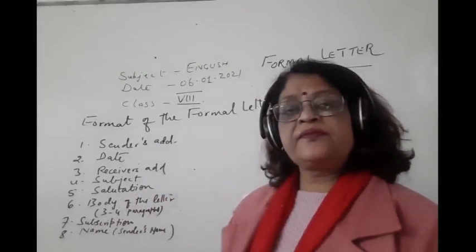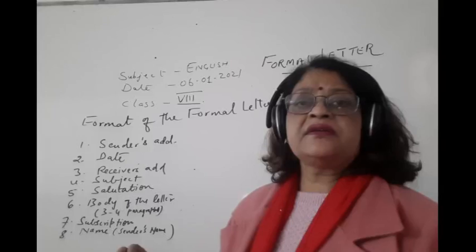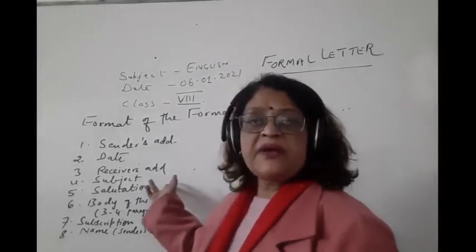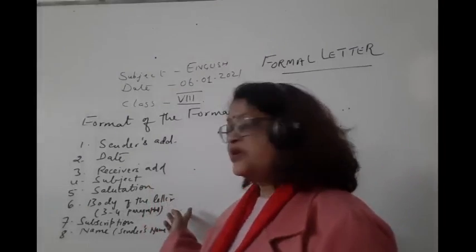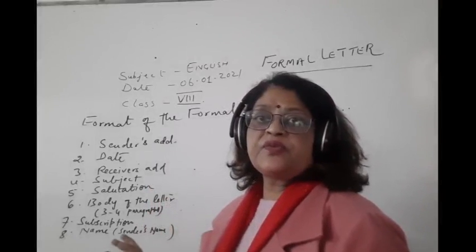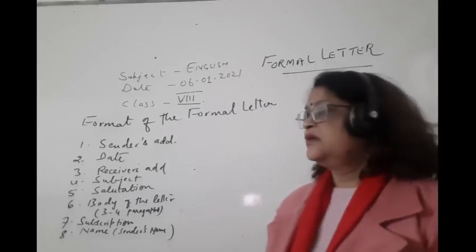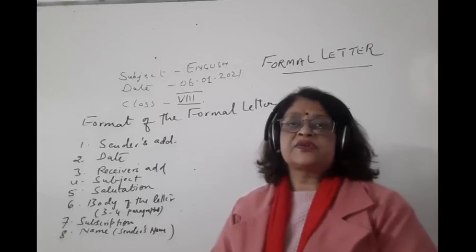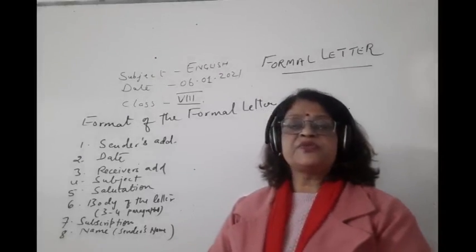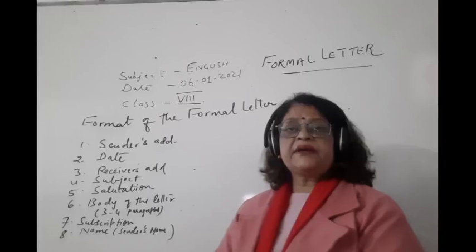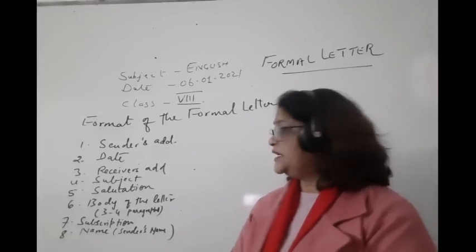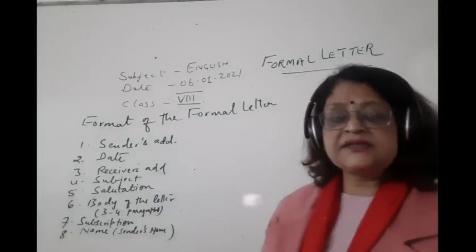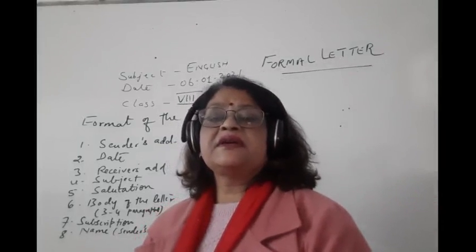And then the subject. Subject should be written in brief. It should be clear. Then salutation: Sir or Ma'am, with no comma after Sir or Ma'am. Then children, the body of the letter should come in 3 to 4 paragraphs. In the body of the letter, 3 parts should be there: introductory part, then the main part, and then the concluding part. And moreover, children, you have to write the subscription. I will tell you how to write it when I explain the letter. And of course, name and sender's address. So this is the way when we write a letter.